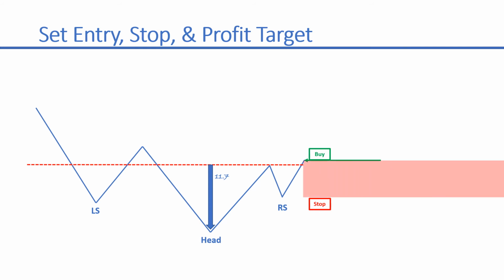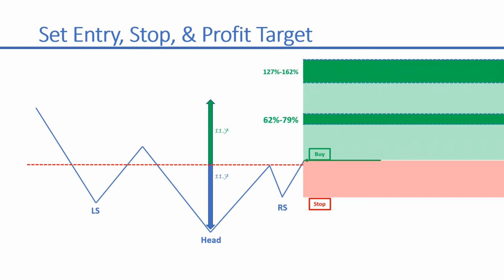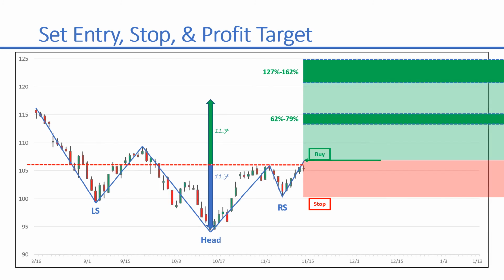Profit targets are projected from the neckline level based on the height of the head and using Fibonacci ratios. The first target range is 62 to 79% of the height of the head above the neckline. The second target range is 127 to 162% of the height of the head above the neckline. You can review the Fibonacci retracement levels and test the math on your own. Now we'll bring back the price bars and see how this trade developed.